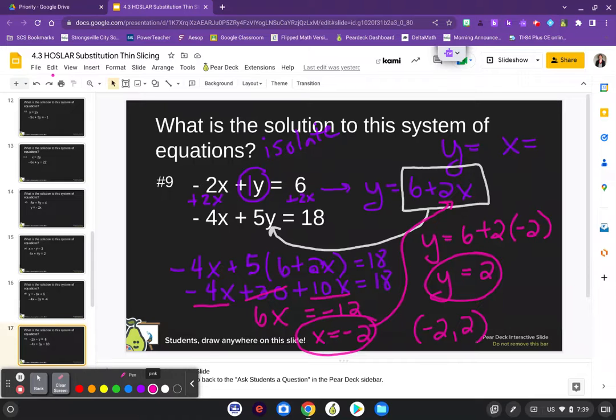And so this is our idea of substitution. In substitution, we are looking for an isolated variable. I'm going to replace that variable in the other equation with an expression it is equal to. And I'm going to use this process of solving equations to help me get the ordered pair in which they intersect. Now, I can check these answers on Desmos, and so I'm going to do that.